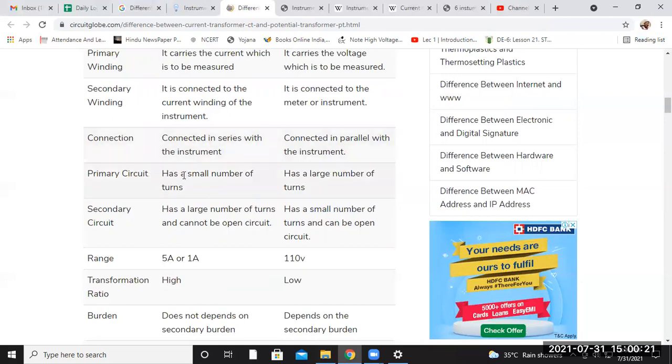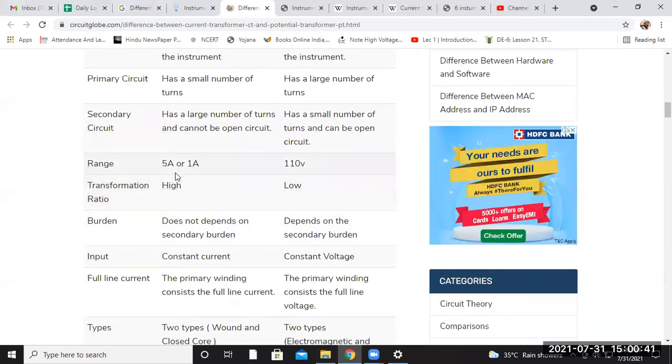The primary circuit has a smaller number of turns. Good. In the potential transformer there is a large number of turns in the primary. Similarly, the secondary circuit has a large number of turns and cannot be open circuited. It works under short circuit condition. Similarly, the secondary circuit of the potential transformer has a smaller number of turns and can be operated as open circuit. The range is 1 ampere or 5 ampere, but the range of the potential transformer is 110 volt or 120 volt.